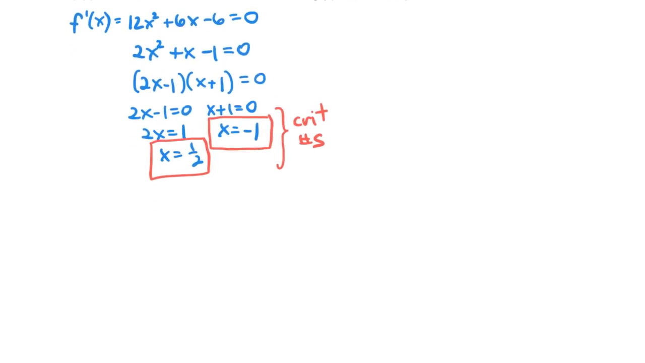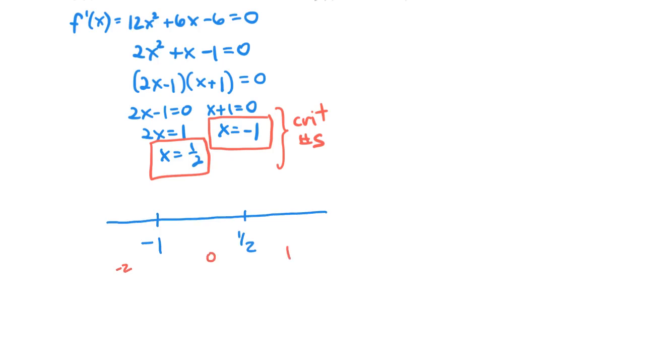So we take a number line and we divide it up at negative 1 and 1/2. So we pick some test points. So I'll pick negative 2, 0, and 1.